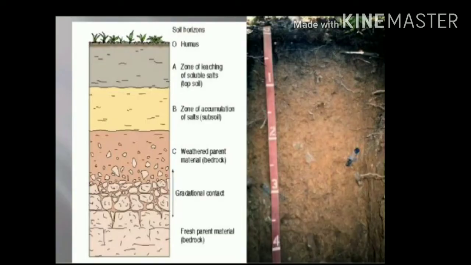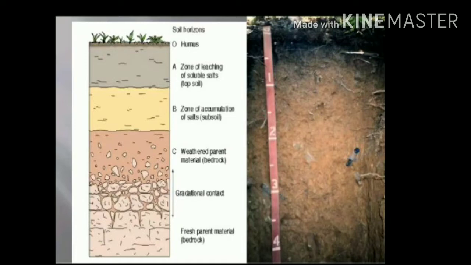A vertical section of the different layers of the soil is called the soil profile. Each layer differs in feel, meaning in texture. It is different in color, in depth, and yes, it is different in chemical composition. These layers are referred to as horizons. So now we will see the soil horizons.